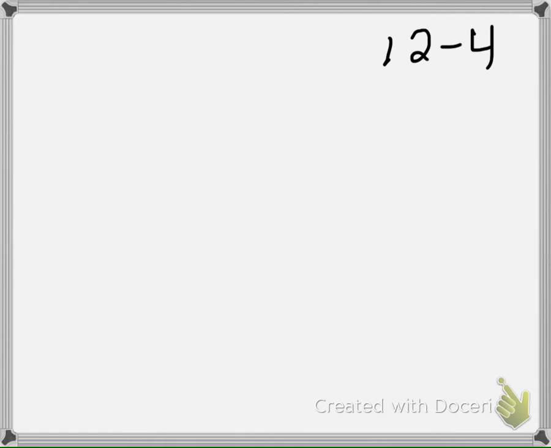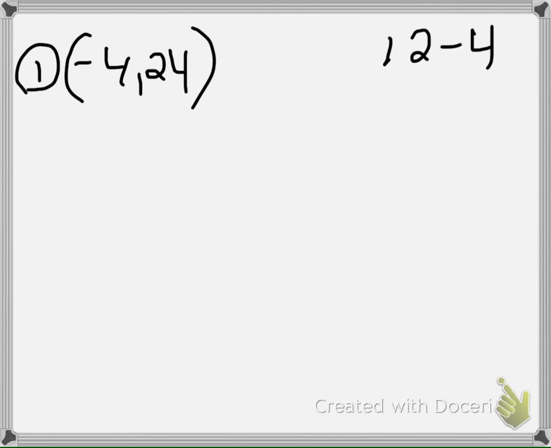So today we're going to go back to finding the equation when we have 2 points. And our first point that we have, don't forget to number your paper, is (-4, 24) and (1, -6). Okay, turn the video off, do it on your own, and then check back in when you're done.